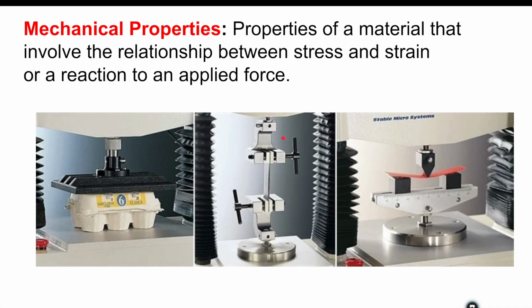So you can see here, this is a universal testing machine, and we have several ways that a force is being applied. So for instance, we have a compressive force being applied here, we have a tensile force being applied here, and this is a bending force. This is a bending jig.